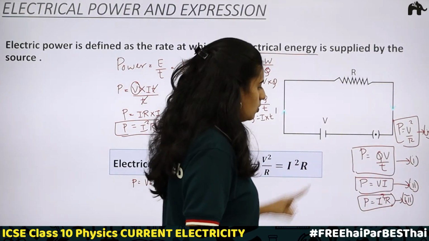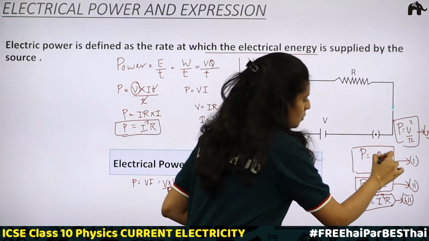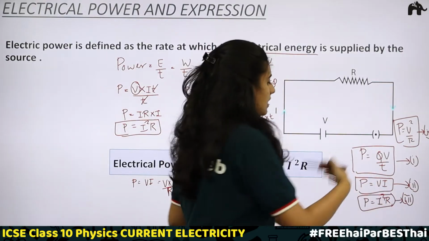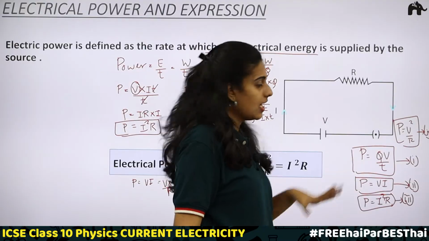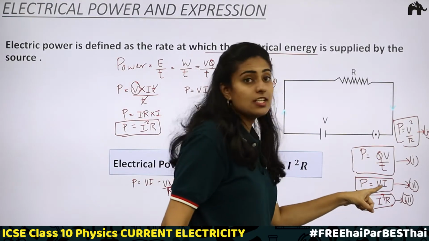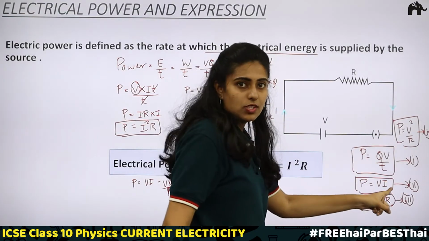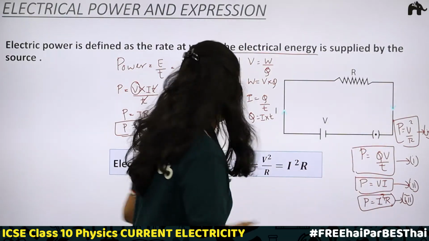In the first equation, we are putting Q by T equal to I. To get the third equation, what we are doing is, in the second equation, replacing V with IR, and to get the fourth equation, in the second equation, replacing I with V divided by R. This is how you can find power.